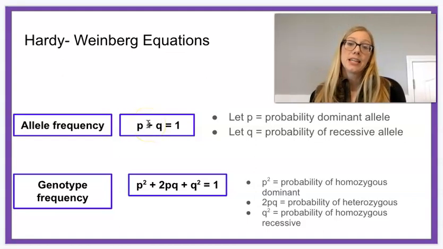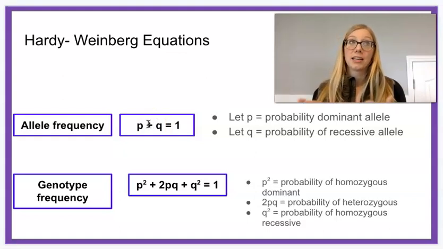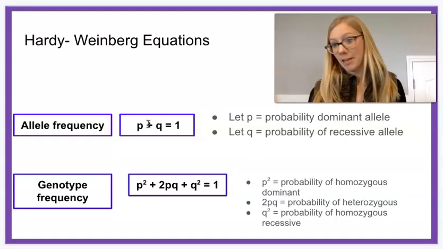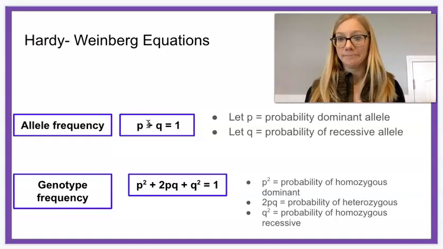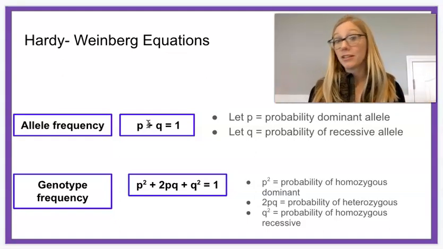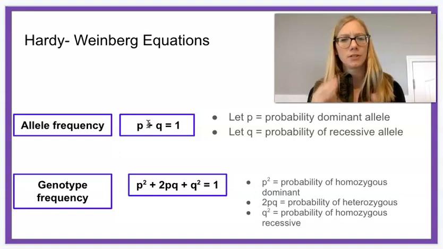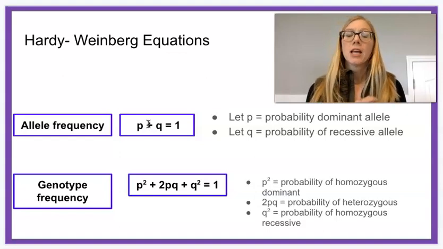How do you remember P is dominant, Q is recessive? I just remember P comes before Q, so D comes before R, P is dominant. However you like, though, will work for you. They will give you the equations on the AP test, but you have to know what they mean, right? So what does this mean?